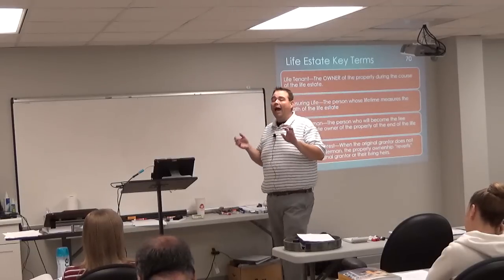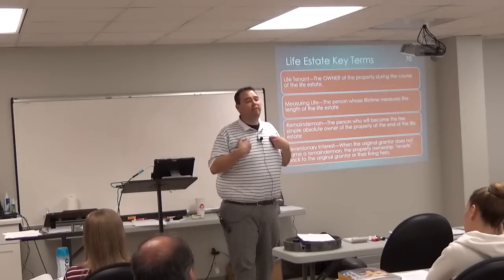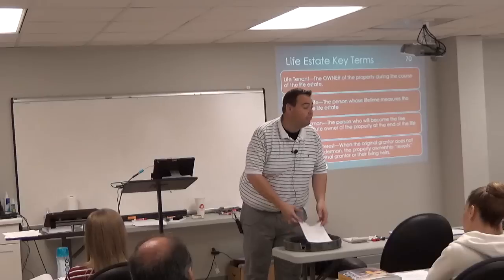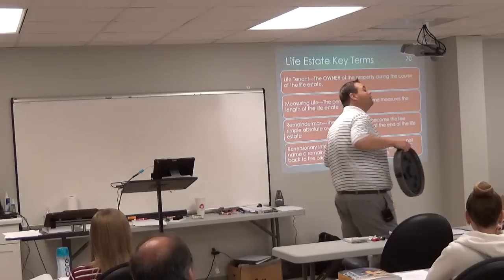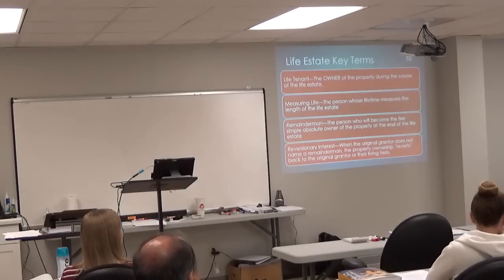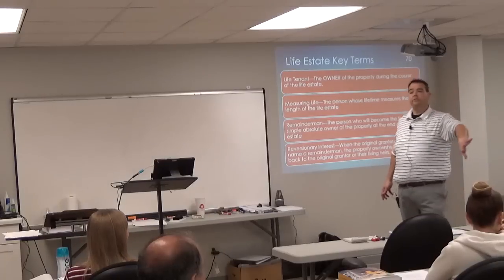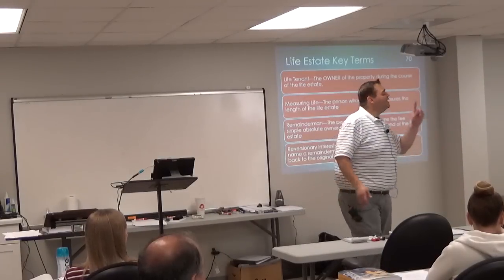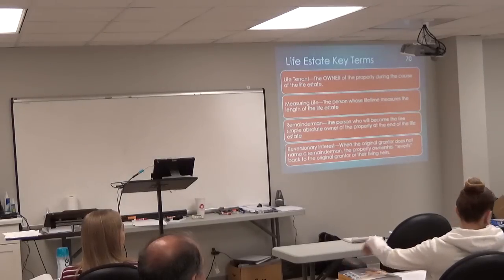Now, I can make this a little bit different as the original grantor. I could say, for example, Kevin owns the property, so that makes him the what? Life tenant. The life what? Tenant. Kevin, I'm granting you ownership of the property until Aaliyah dies. So right out of the gate, we're a little bit different this way, aren't we? Kevin is the life tenant, but who's the measuring life? Aaliyah. That works just as well. Kevin, I'm granting you ownership until Aaliyah dies, and then it goes to Bryson.